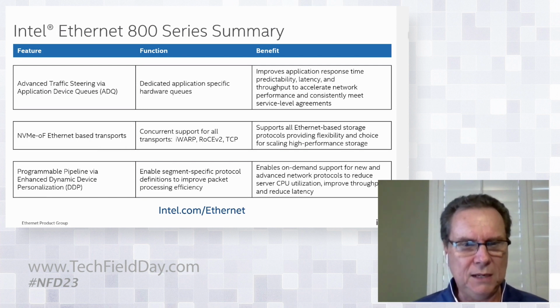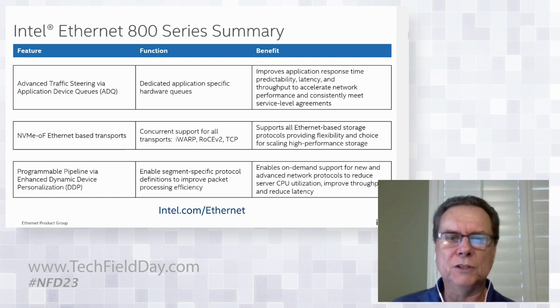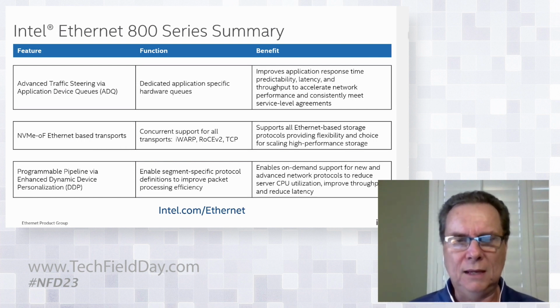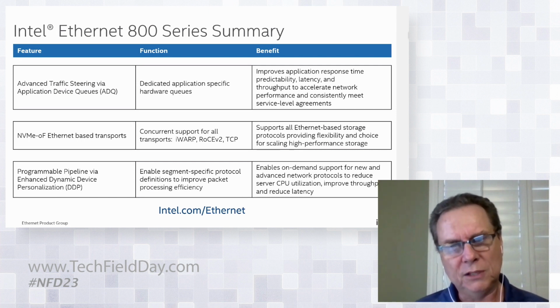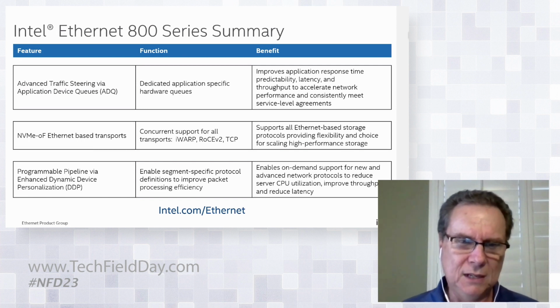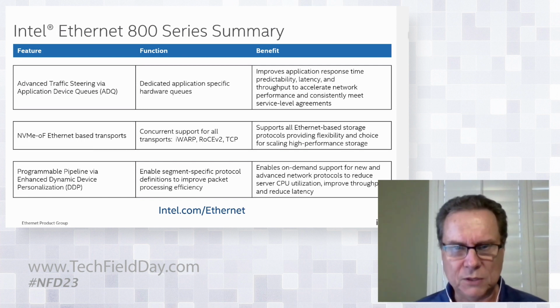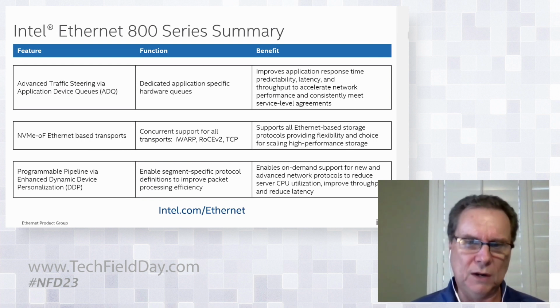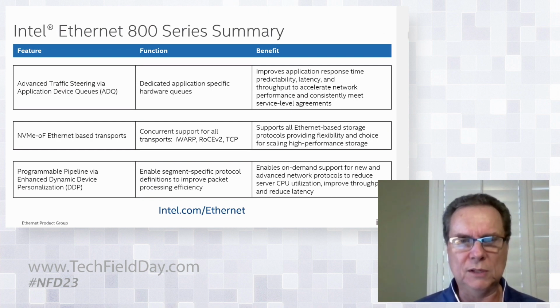And then finally, DDP, we talked about this, enabling segment-specific protocol definitions to improve packet processing efficiency. And one of the things I probably failed to mention, we have on-demand support of DDP, which is nice. You can actually load, let's say, new enhanced protocols in there at runtime. So this is the dynamic part of dynamic device personalization, and it reduces CPU overhead while improving throughput and reducing latency.